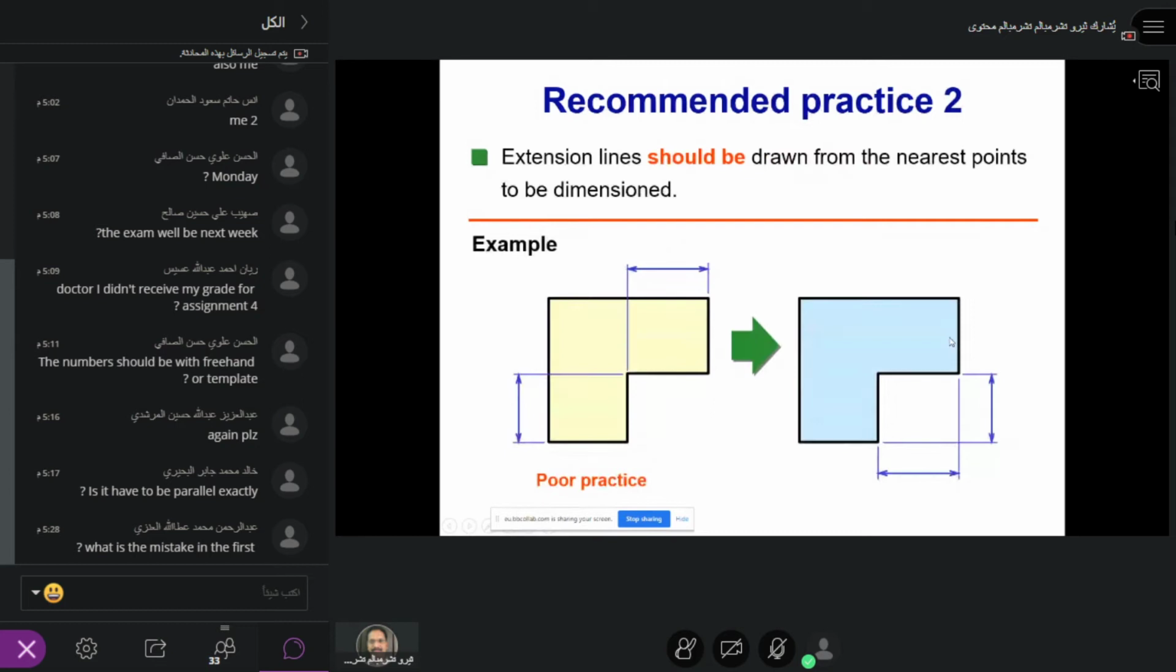And you see the poor practices here. It is better because these lines already pass through the solid or through the object. It's better to take it outside, because if you take all the lines inside on the object, it will be very congested. Sometimes if you have a hole here, this is very difficult to locate. So it's better to take the dimension line outside the object. It's always a good practice.